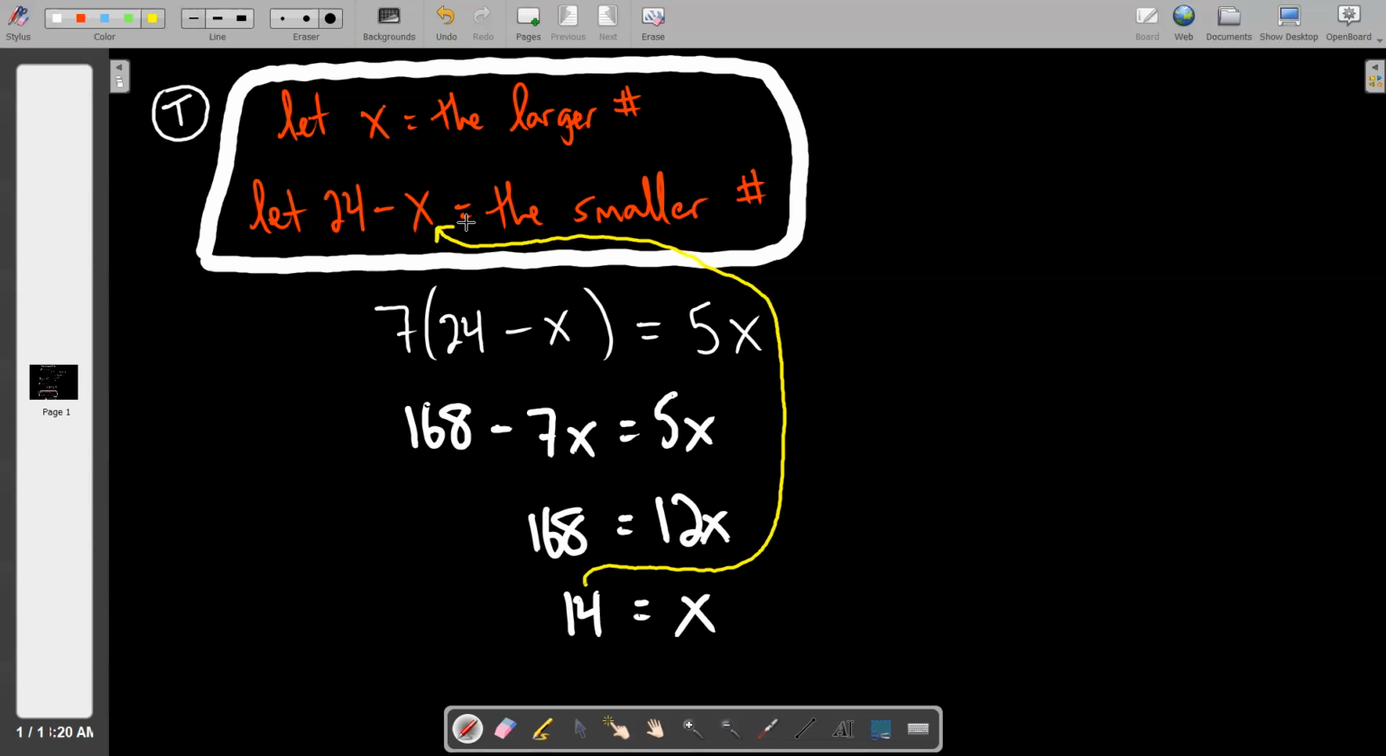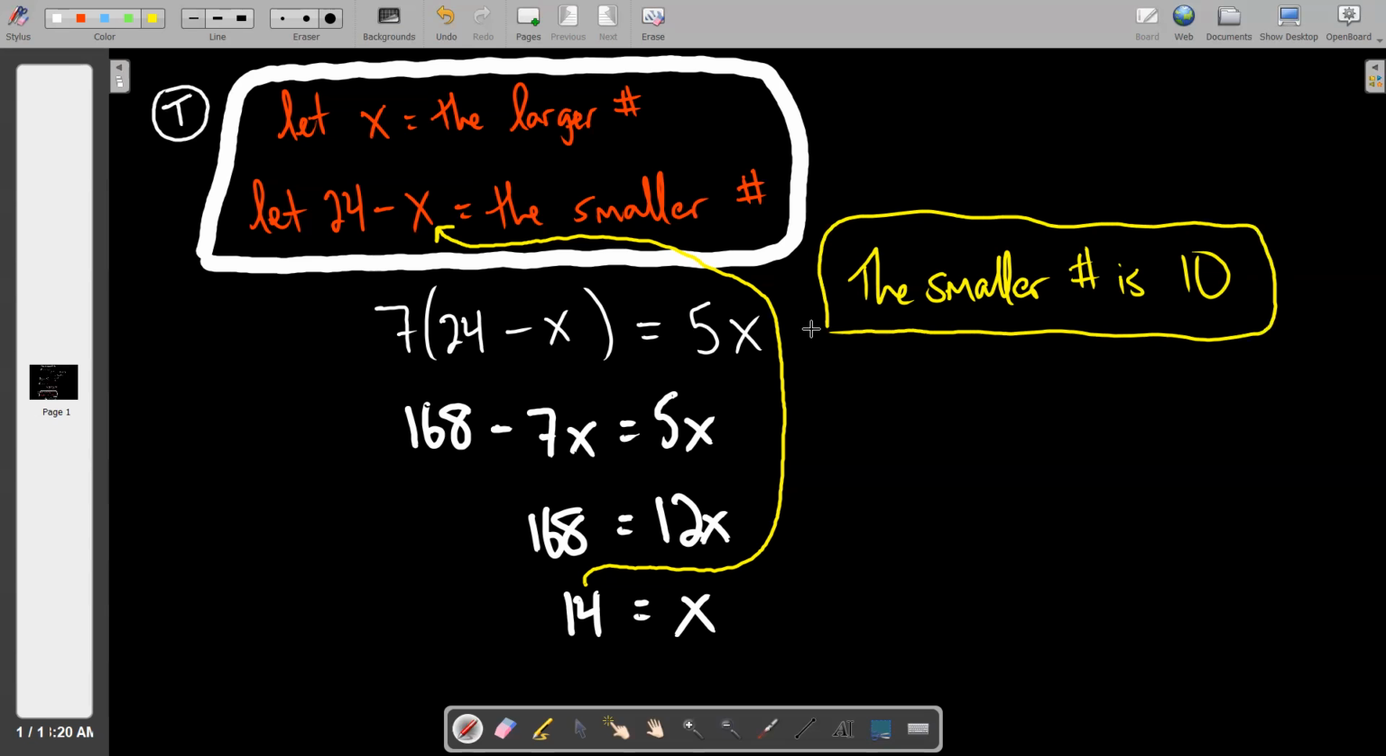What is 24 minus 14? 10. So I can say that the smaller number is 10. And that is what I would present as an answer.